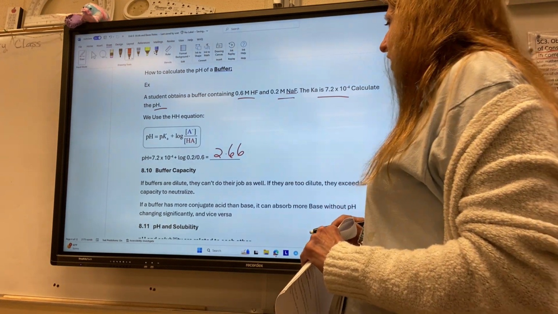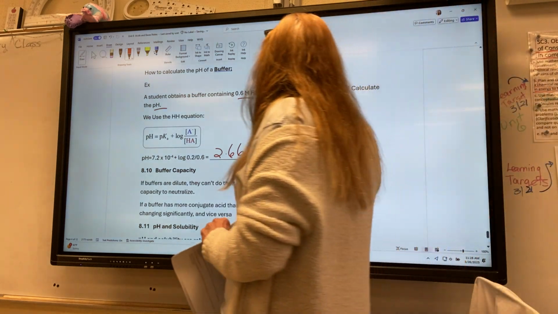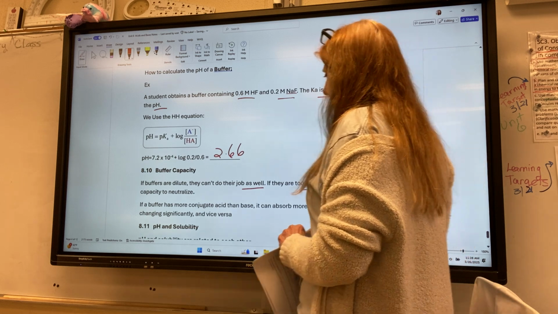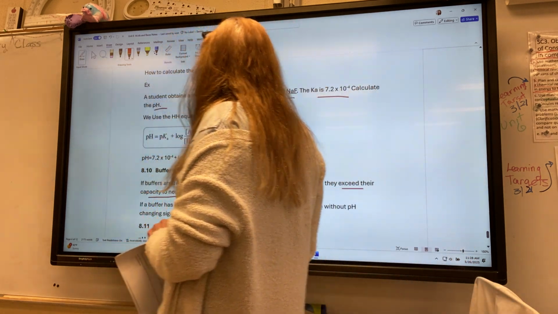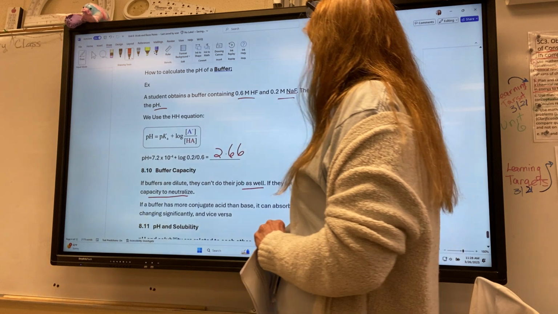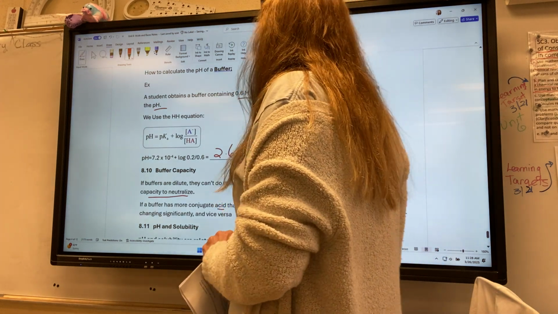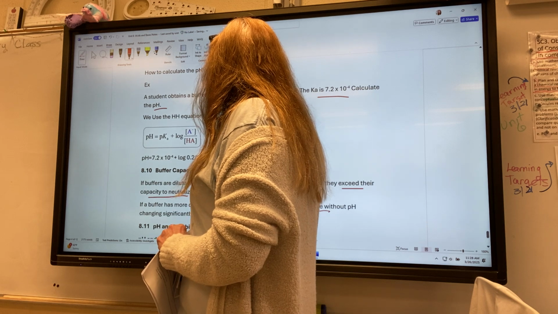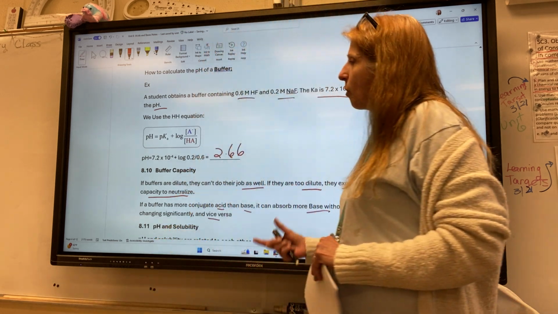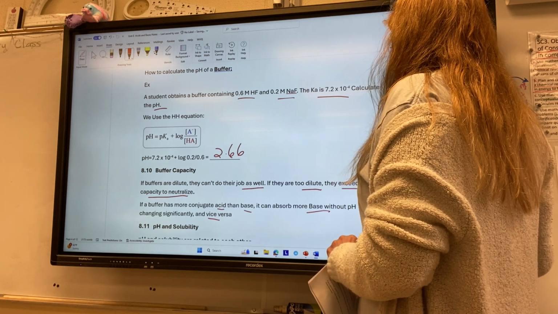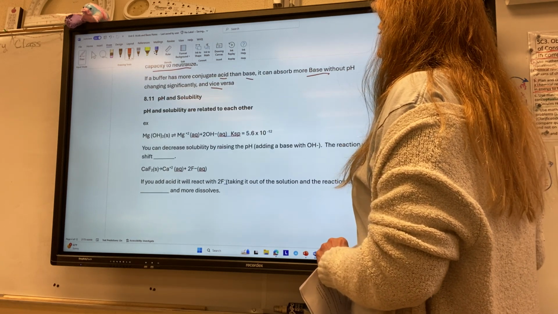Next, buffer capacity. This is what I already said. If the buffers are dilute, they can't do their job as well. If they're too dilute, they will exceed their capacity to neutralize. If a buffer has more conjugate base than acid, it can absorb more acid without the pH changing significantly, and vice versa. So whichever half of it's strong can go a little bit longer before it gets overwhelmed.